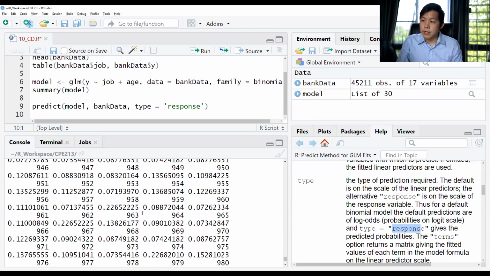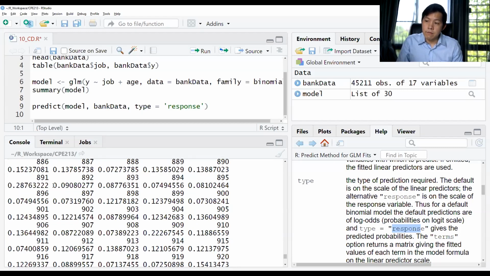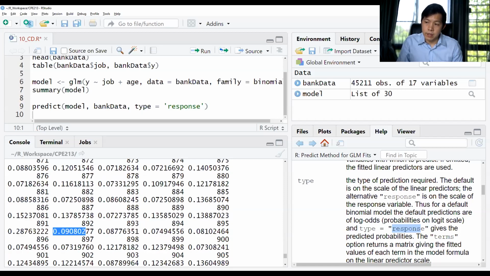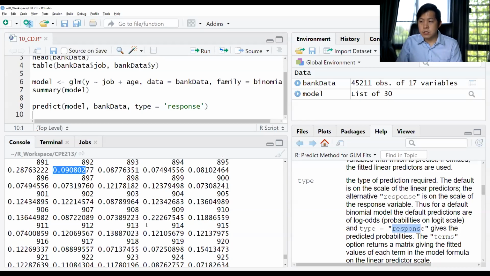Once you get the prediction, you can see that it gives you a value like 0 point something. This value is the probability of accepting the offer. Now, how do you know whether 0.11 or 0.07 or 0.22, which one indicates that the customer would accept the offer? How would you know?